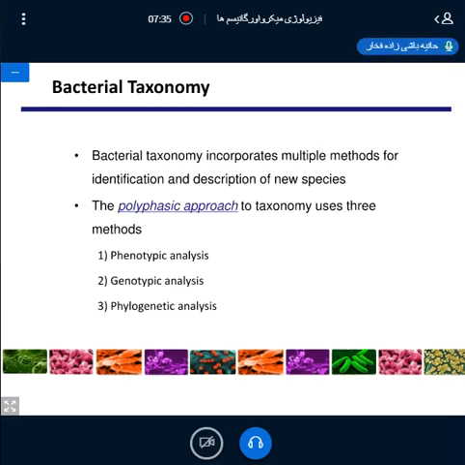Next slide. Okay, this is important. How do we classify bacteria? For bacterial taxonomy, we have multiple methods, but three of them are very important for us. We can classify bacteria with their phenotype or genotype or phylogenetic analysis. This slide is important. Do you want to write or not? I continue.